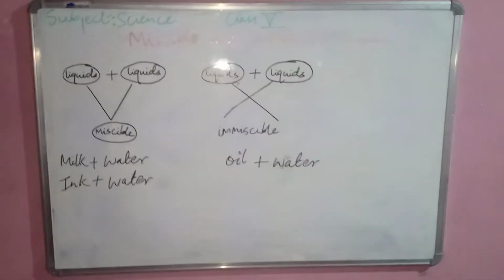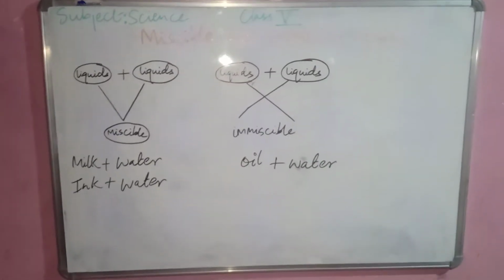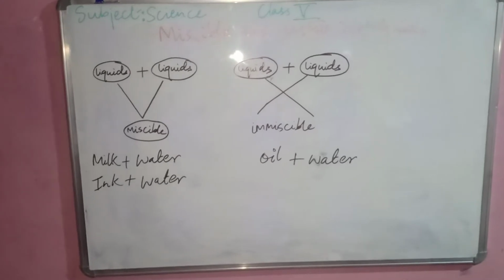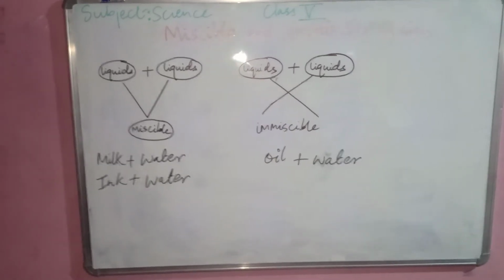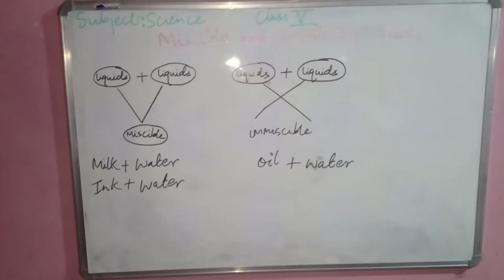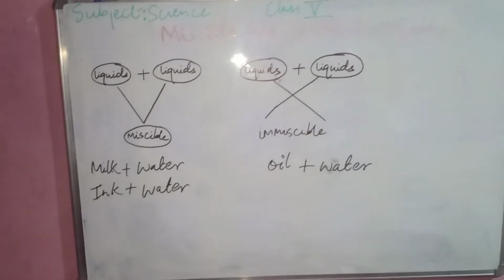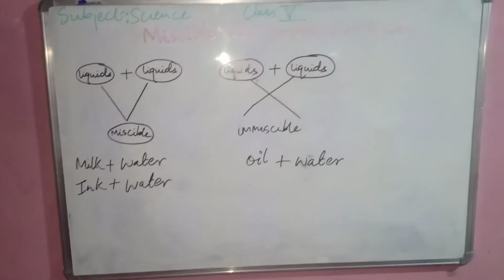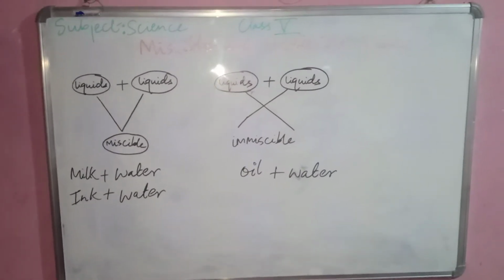Good morning, class 5. So today we're going to learn about miscible and immiscible liquids. Basically, there are two liquids. When two liquids are mixed together such that they dissolve completely in each other, they are called miscible.